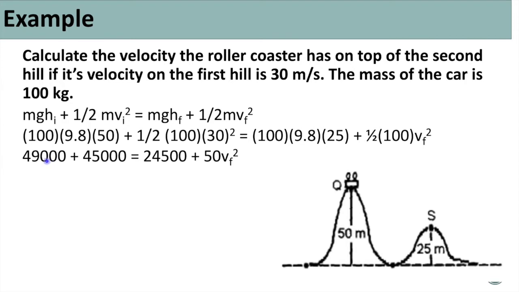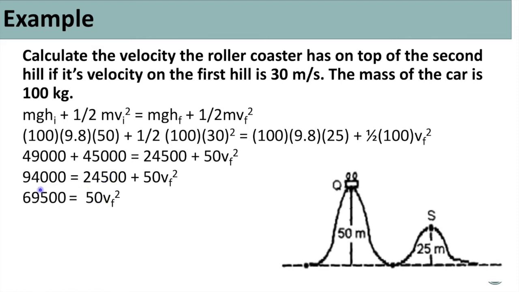So now my next step is to simplify again. Let's go ahead and add the left-hand side together. That's going to give us 94,000 on the left equals 24,500 plus 50 VF squared. Now we can subtract this 24,500 over to the other side. That's going to give us 69,500 equals 50 VF squared. Then the next step, we want to divide by 50, giving us 1390 equals VF squared. And we don't want VF squared, we want just VF. So the last step is to square root, and we get 37.3 meters per second as our final velocity.